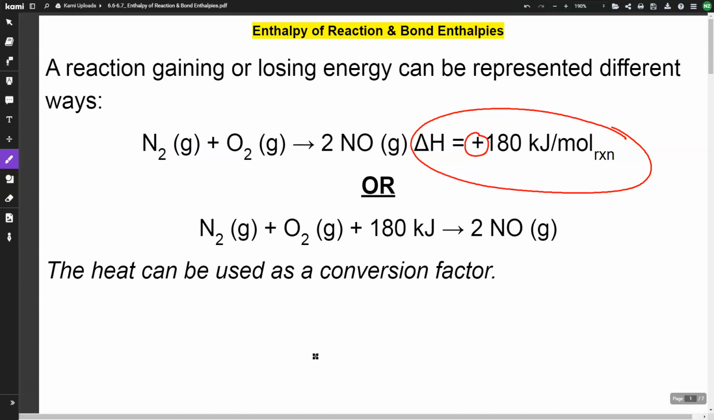If you look at the second reaction, I have the energy on the left side, or the reactant side of the reaction, so I know that energy is needed to make that reaction happen. So we're going to be using the heat as a conversion factor to answer some questions here.